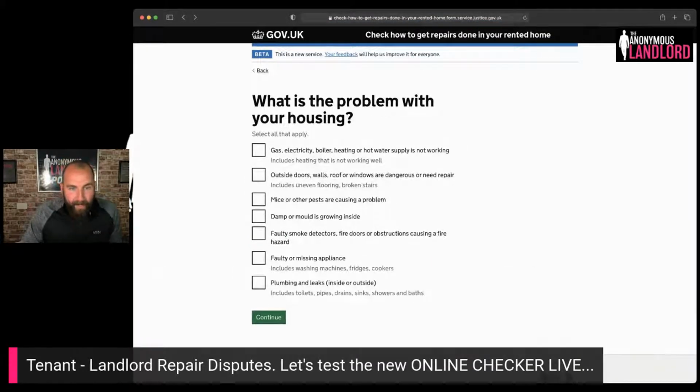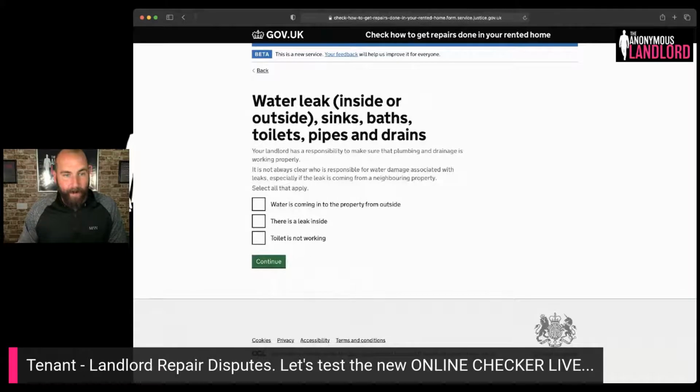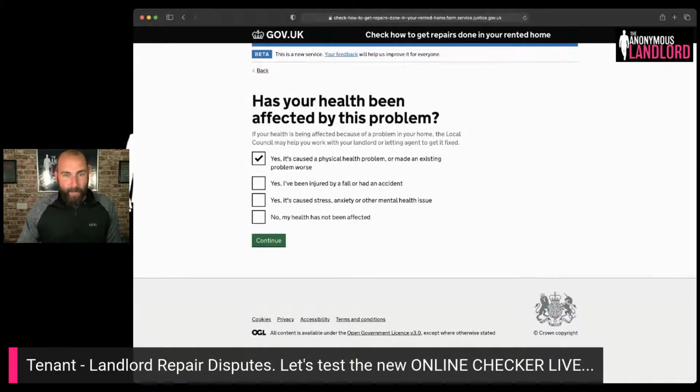So let's have a look. Outside doors, walls, roof, mice, damp, mold, faulty smoke detectors, faulty or missing appliances, plumbing and leaks. Another really common one, plumbing and leaks. Right. There is a leak inside. That's a common one, isn't it? Would you agree? I would have thought so. So we'll go through that one.